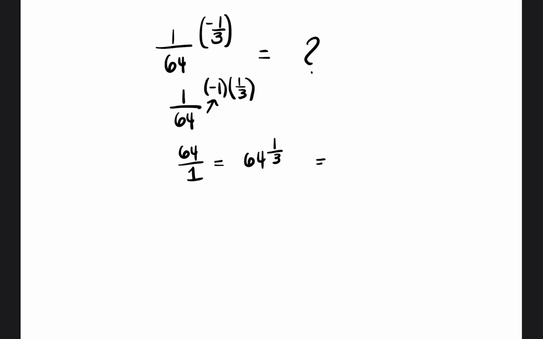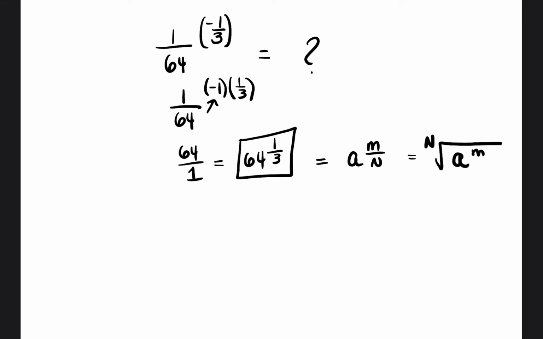Now we're going to follow the rule of A to the m over n. And the way that we put this as a square root or a cube root, we would have A, m, and then n on the outside. So let's identify what is the A, what is the m, and what is the n. The A would be the 64, the m would be equal to 1, and the n would be equal to 3.